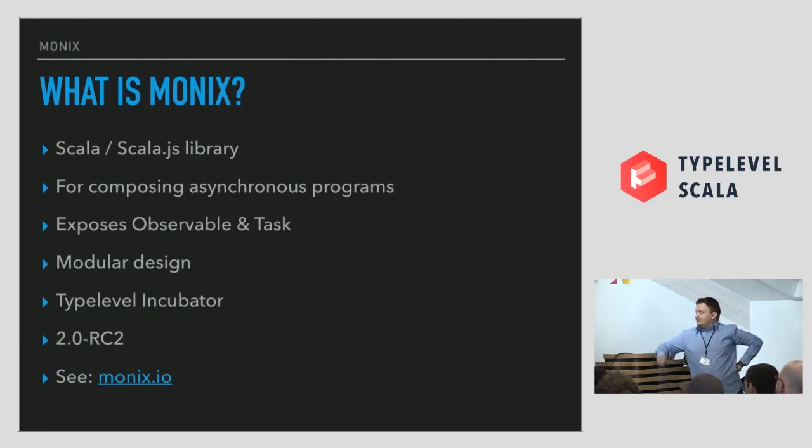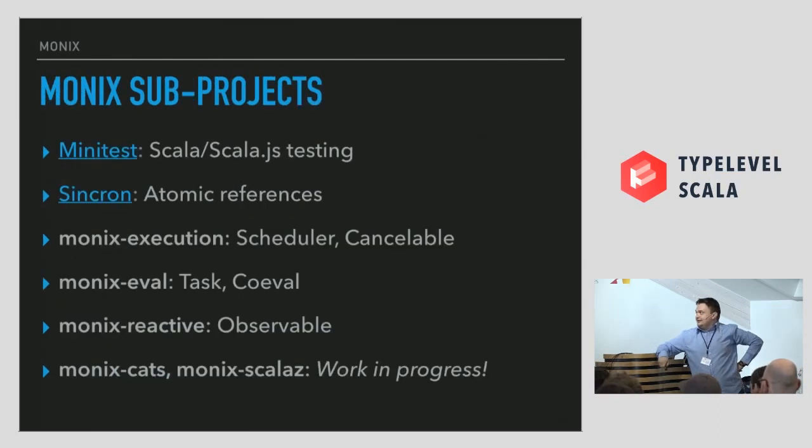Monix, I described Monix earlier, yesterday. And it's evolved in parallel with this project, and it's a modular project. It doesn't have third-party dependencies right now. Minitest is used for testing. Sincron is a sub-project that deals with really low-level stuff. Currently, it deals with atomic references.